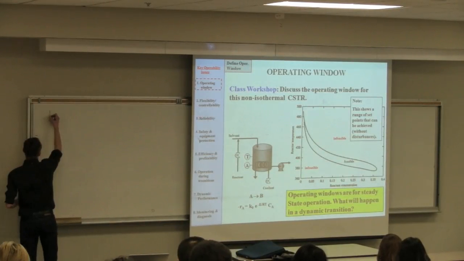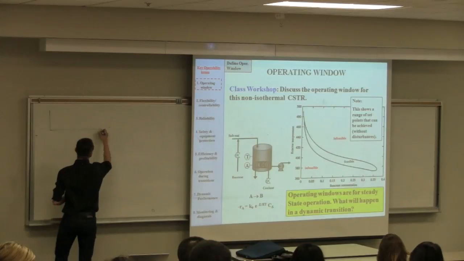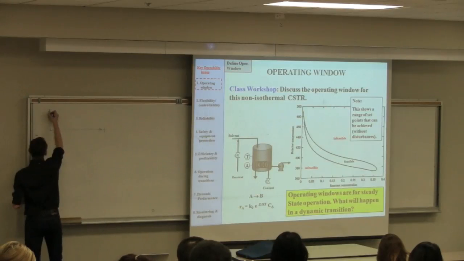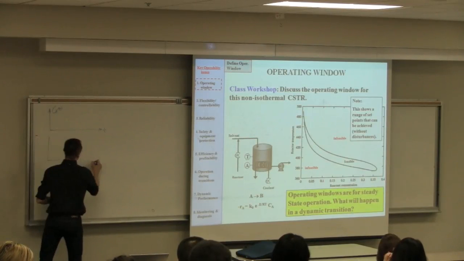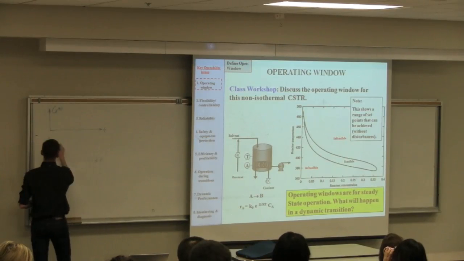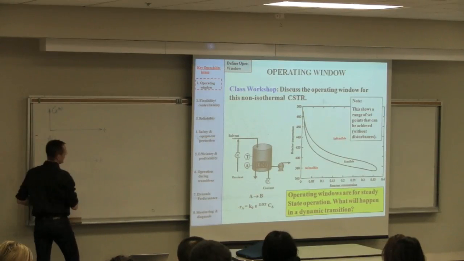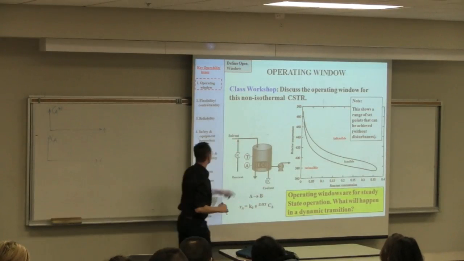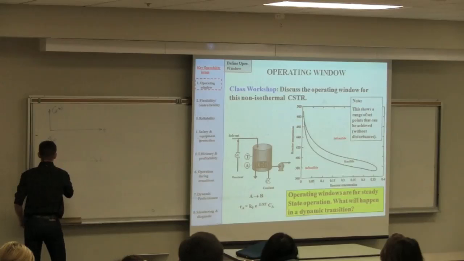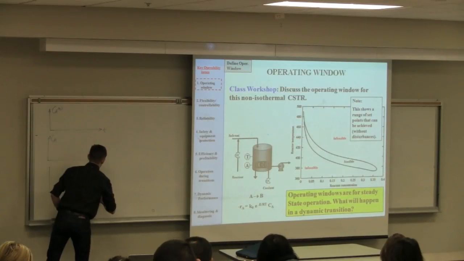Let's take a look at time. We'll look at three variables. Here's the concentration of A coming in, so my feed concentration. Then I'll look at my outlet concentration Ca. That's the one variable I'm plotting on my x-axis here, the reactants. And then I can look at temperature versus time.